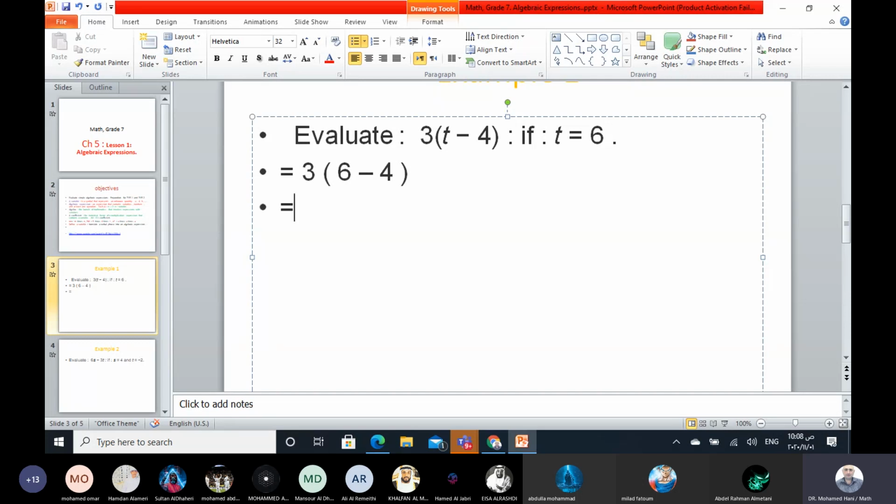Now use the order of operations. We have multiply and we have parentheses. So the order is parentheses first. So we can write now 3 times. Now, inside the parentheses here we have minus. So 6 minus 4 will be 2. Now the operation, multiplication. 3 times 2 will be 6.